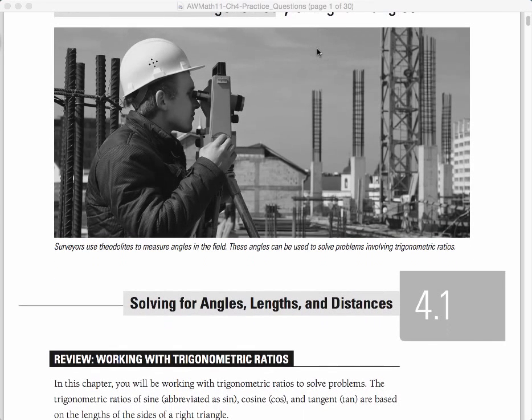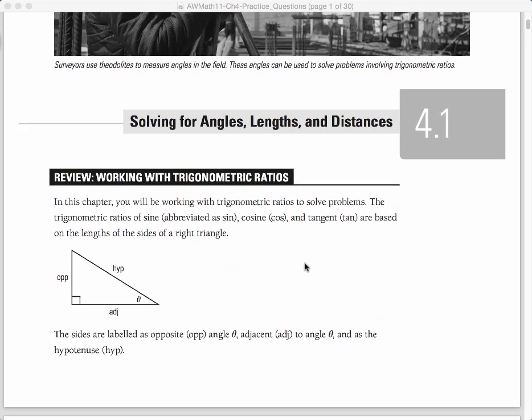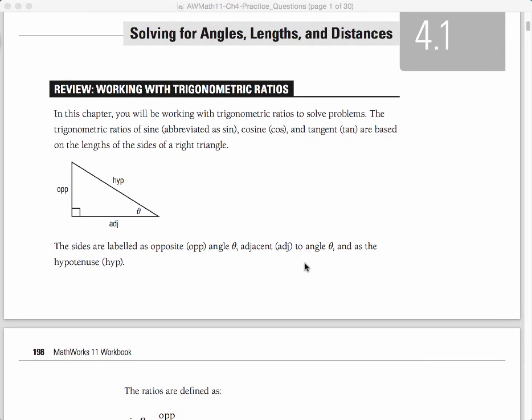Surveyors are holding these instruments called theodolites to measure angles. Typically they're measuring angles, and from the angles they can also measure some distances and calculate inaccessible distances to places that they can't normally reach, like the top of high towers or across a riverbank. And as long as they form a right angle triangle, they can calculate the distance they're interested in, or the angle. So, solving for angles, lengths, and distances.